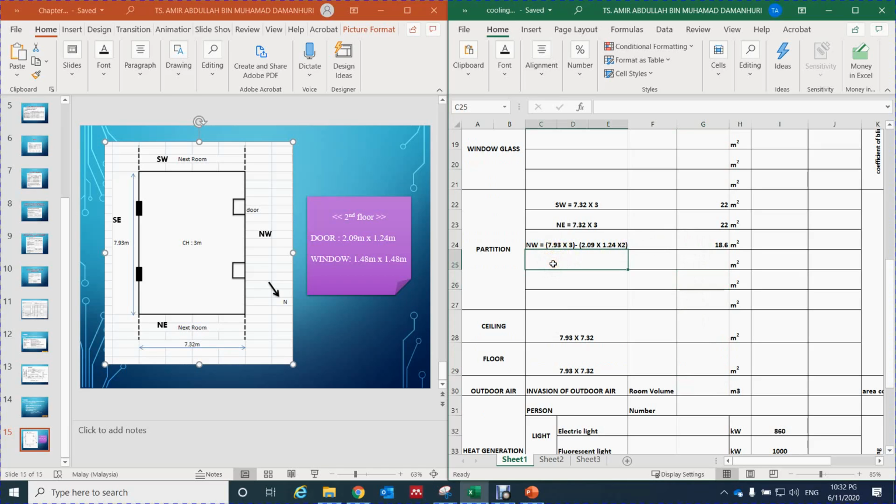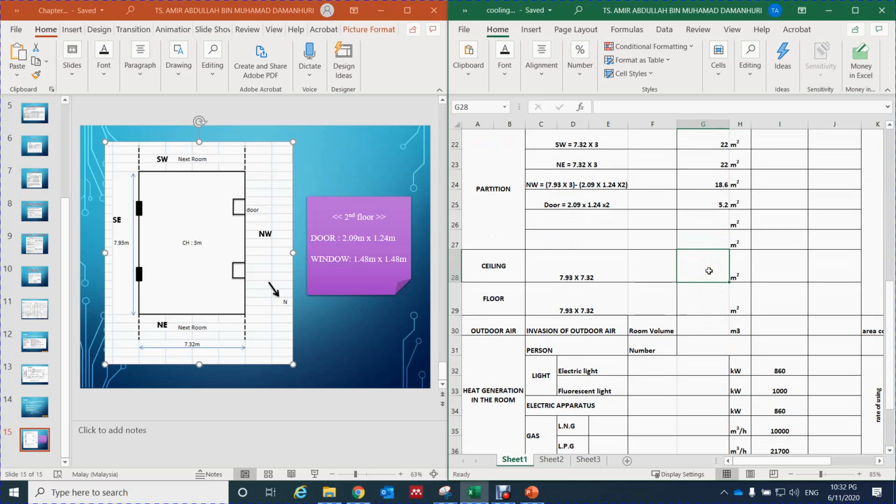Yeah, I forgot to put here, this one is for the wall, but we have the door here, right? Door here is equal to 2.09 times 1.24 times 2. Here is 5.12, or we can just put it as 5.2 meter square. And then the ceiling, how much is the ceiling area? 7.93 times 7.32 is 58, and then the floor is also the same, 58 here.